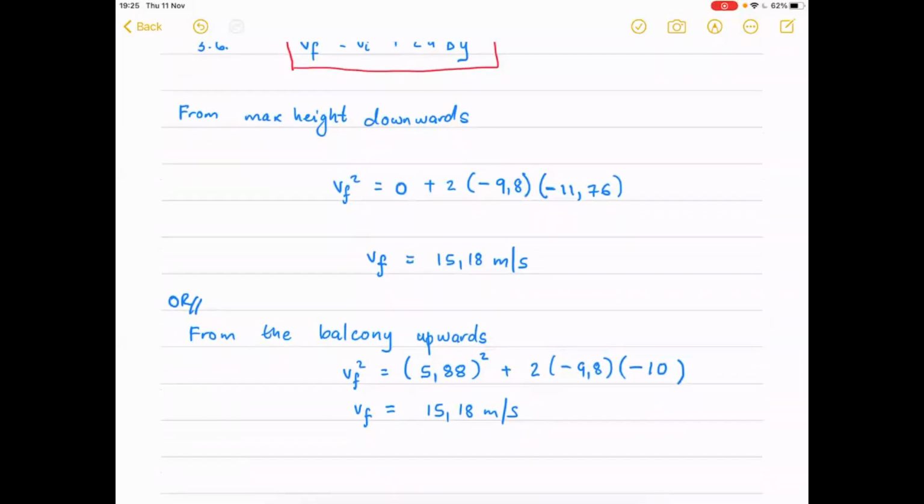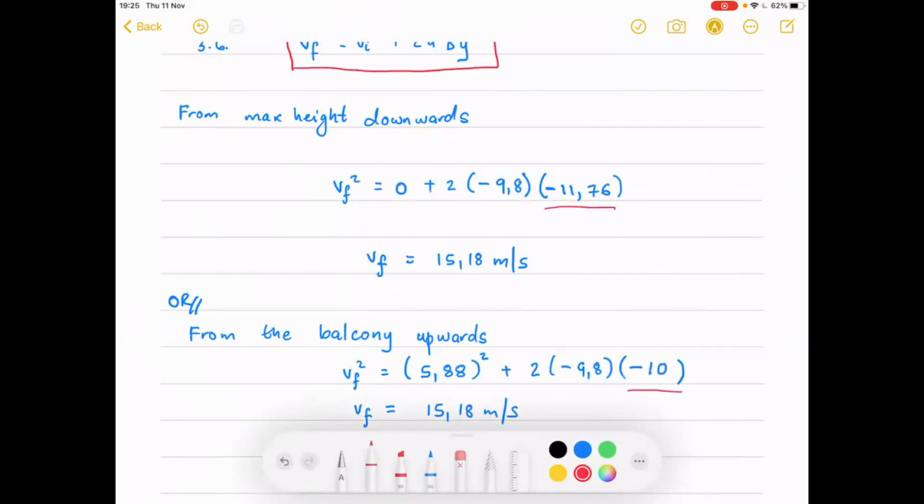Okay, so you choose whichever one you prefer to work with. When you're putting in your values here, just be very careful what value you're using for delta Y. It could be that, or something else.